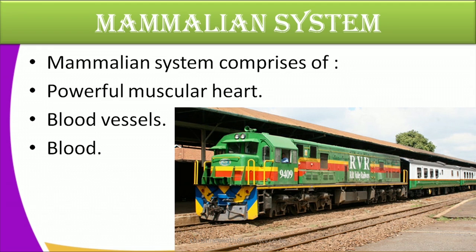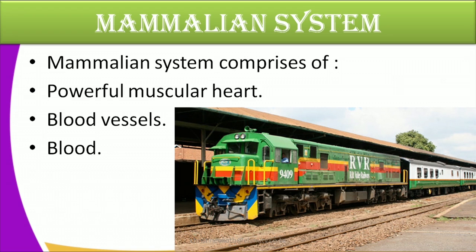Then we have different compartments in the train. These compartments, I will liken them to the blood vessels that we have. And lastly, we have the blood. The blood, I will compare it with the passengers, because the blood will carry nutrients and oxygen from one part of the body to the other. Just the same as the passengers, they will be picked from one station and dropped at the other station.